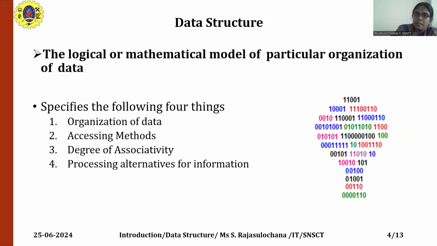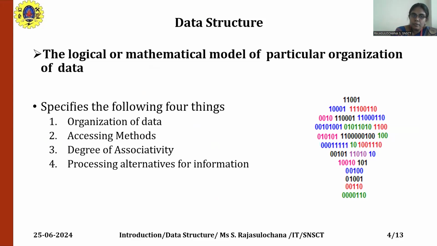So what a data structure is all about is a logical or mathematical model of a particular organization of data. If I take the clothes, they are arranged one above the other. If I take the books, they are arranged one after the other. So it depicts the model of a particular way of organizing data. The way of organizing the data may differ.